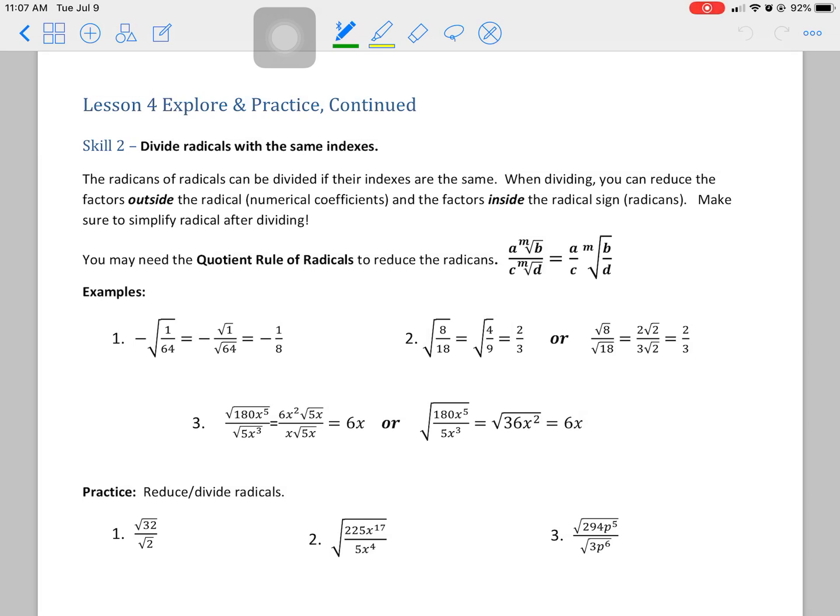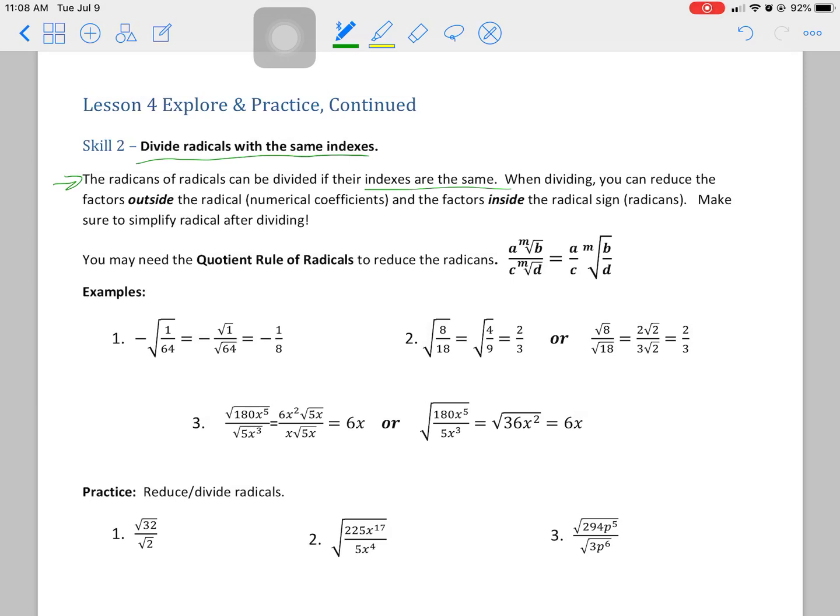All right, lesson 4, page 3. We're going to divide radicals with the same indexes. The radicands of radicals can be divided if their indexes are the same. When dividing, you can reduce the factors outside the radical, the numerical coefficients, and the factors inside the radical, or the radicands. Make sure to simplify after dividing.